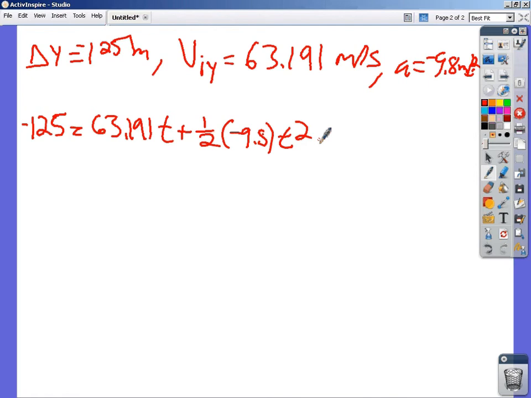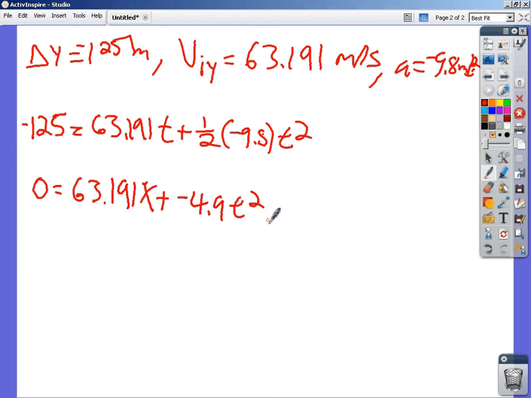63.191 x, replace x with t, plus, I'm going to do negative 4.9 t squared plus 125. And then use the quadratic formula. No, I wouldn't use the quadratic formula. You all have graphing calculators. What I would do is replace the 0 with y and put it into y equals in your graphing calculator.